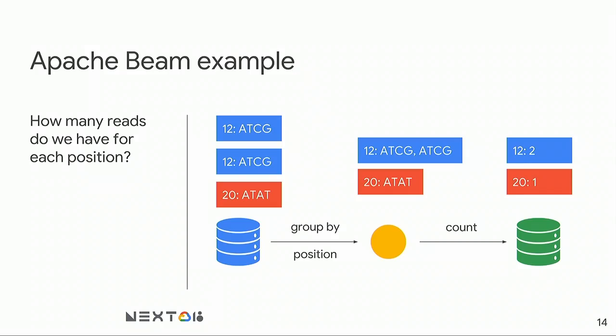And so you get your answer. At position 12, I have 2 reads. At position 20, I have 1. We're done. That's what it looks like. It's a very simple example, of course. But at least I didn't give you a word count.